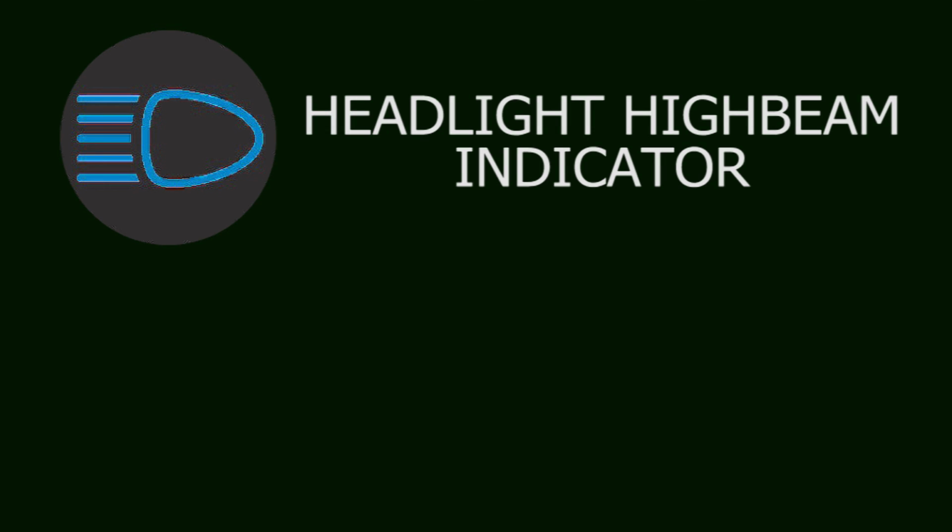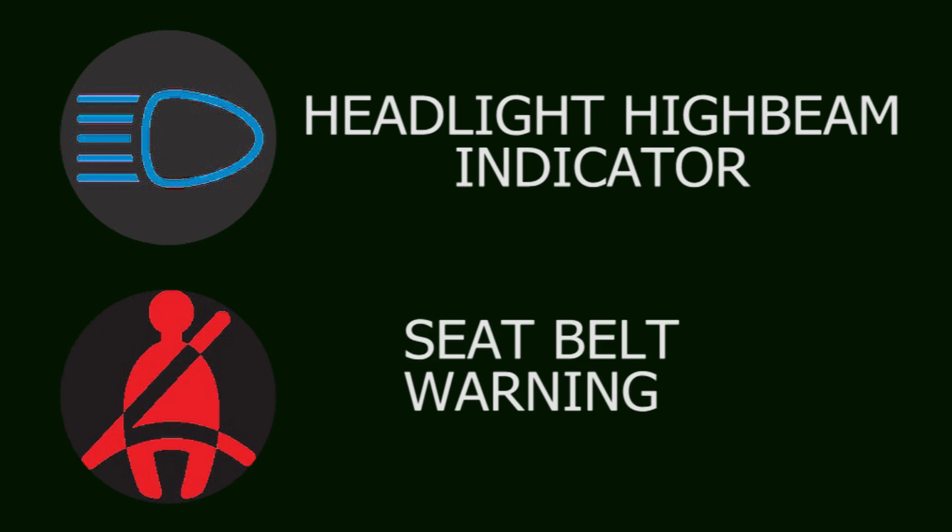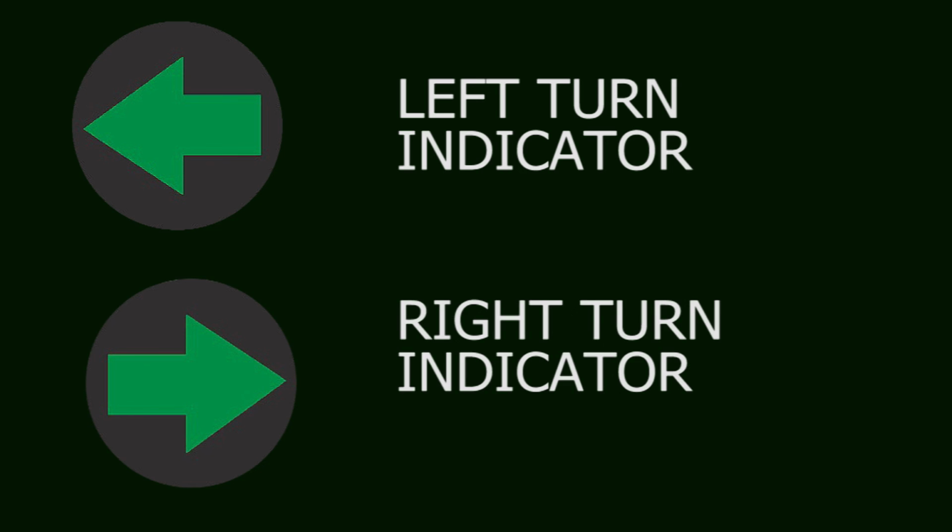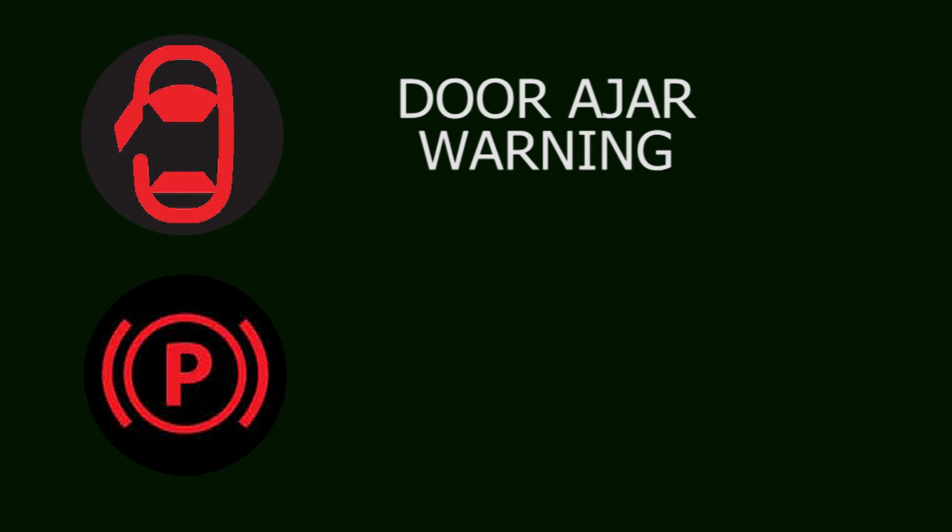Tire pressure monitor. This is tire pressure monitor symbol. The light will turn on if air pressure in one of the tires has fallen noticeably compared to others. Now we will see very common symbols. This is headlight high beam indicator, seat belt warning, left turn indicator, right turn indicator, door ajar warning, parking brake.